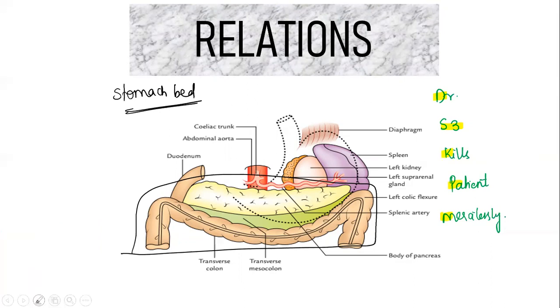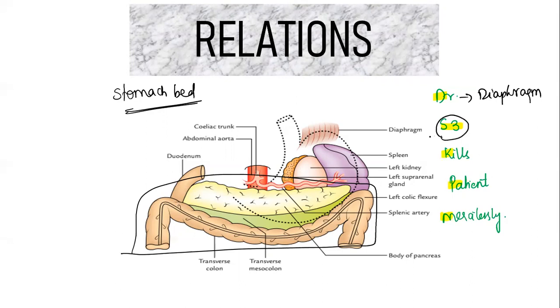The first one is D, right? So D stands for diaphragm. If you appreciate this picture here, yes, the fundus of the stomach is related to the diaphragm. And the diaphragm also extends on the posterior aspect. Even when we talk about the liver tomorrow, we'll be talking about the diaphragm in the posterior aspect, right? So the diaphragm also extends posteriorly to a certain extent. So one is the diaphragm.